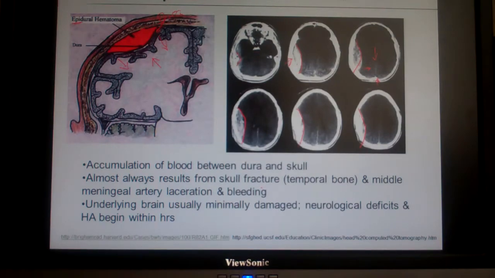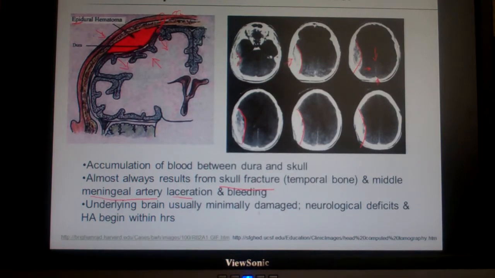Epidural, again, it's the one right out there in the outermost part of the meninges, and normally that would be because of a skull fracture. You break that temporal bone, or you break the middle meningeal artery. You cut that and it bleeds into there. So nothing really significant or hard to comprehend, I hope, on that part.